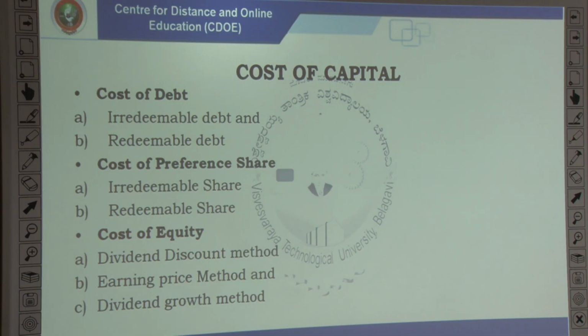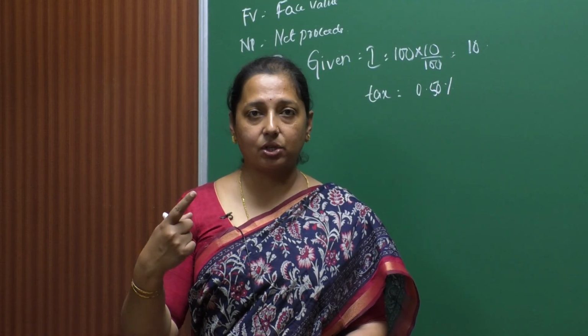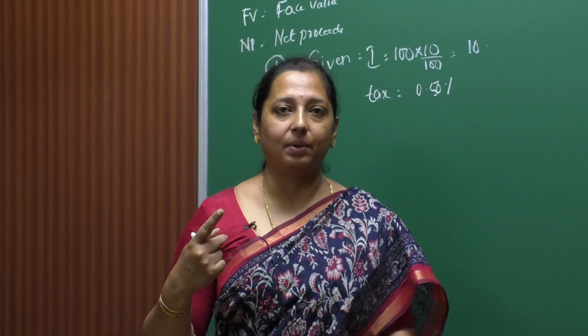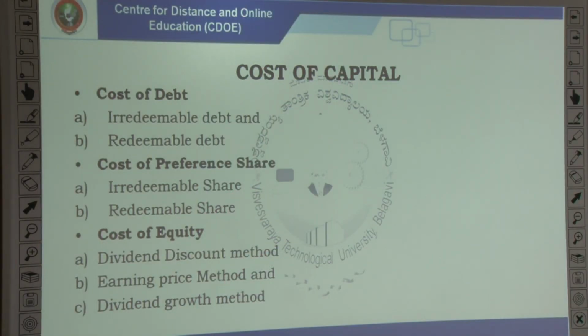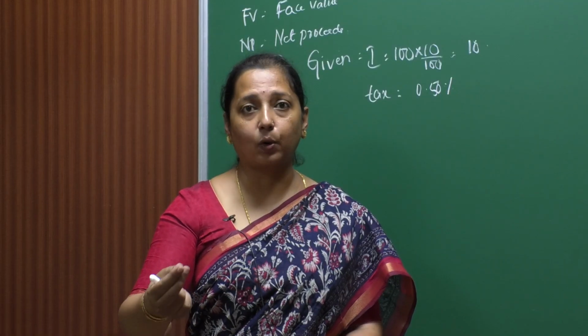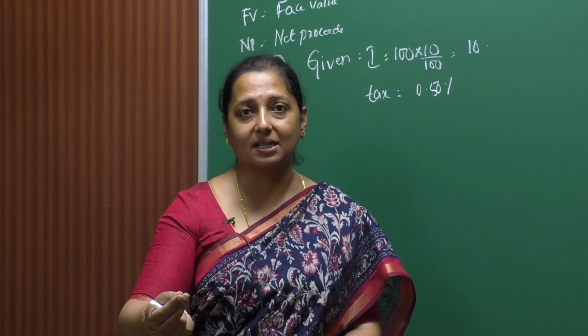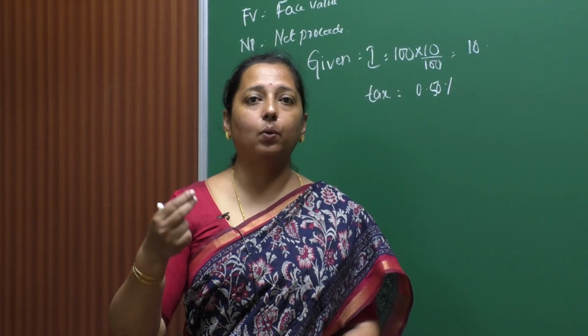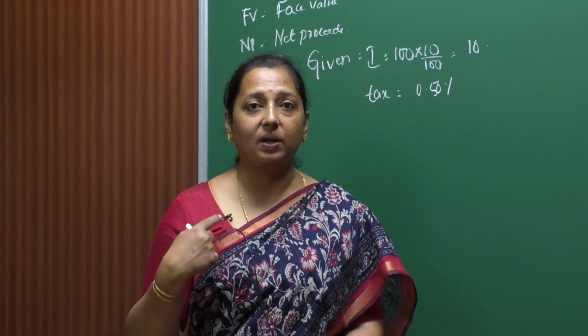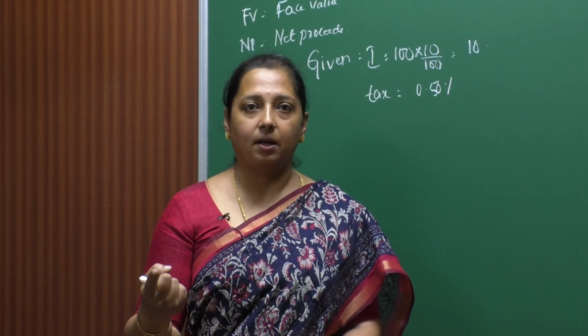So when it comes to cost of debt, as I mentioned earlier, there are two types, that is irredeemable and redeemable. What do you mean by irredeemable debenture? A debenture is a debt instrument which the company has the right to issue. So if I, being a company, issue a debenture to a concerned person, that person who holds or purchases that debenture is called a debenture holder. I, being a company, am liable to pay interest to the debenture holder.